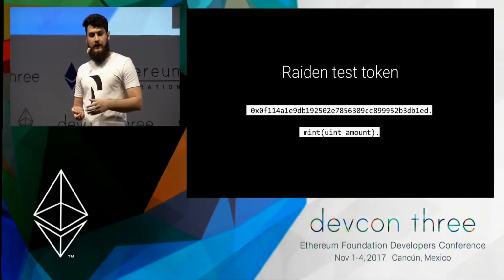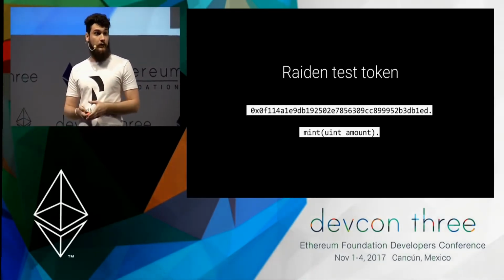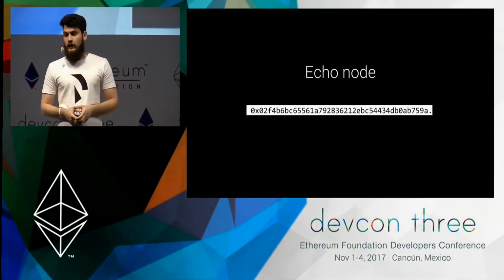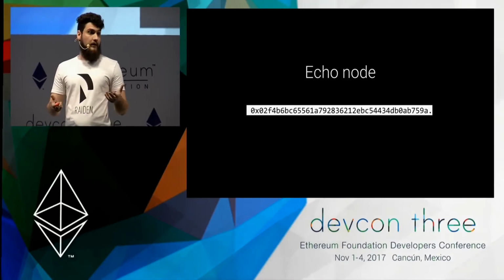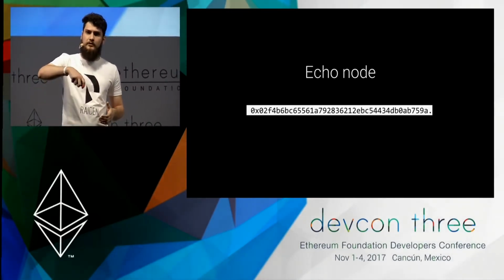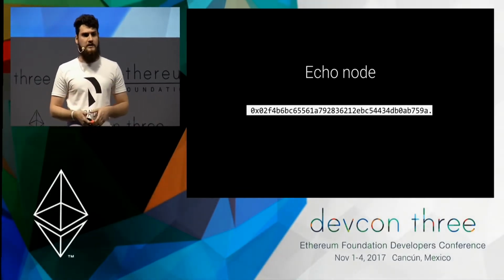So once you have used the Raiden test token to get yourself some tokens in the test network, you can connect to some nodes. And here's a node that you may try to use. It's a programmable node that's just going to reply to the transfers that you make to it with a transfer of the same amount and same token, in this case the Raiden test token.